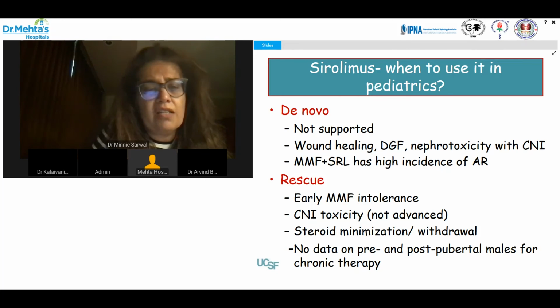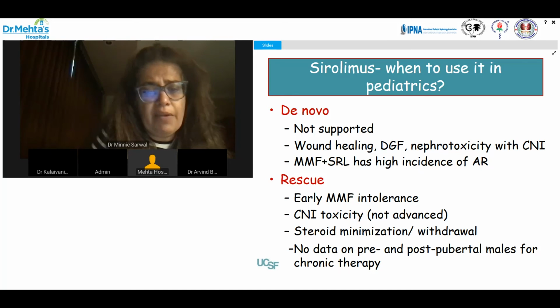De novo is not supported. Again, wound healing can become a problem. It can also exacerbate delayed graft function, and it can actually cause increasing nephrotoxicity because of its synergism with the CNI agents. MMF and rapamycin alone has a very high incidence of acute rejection without CNI, so is not recommended. It's really used for rescue treatment.